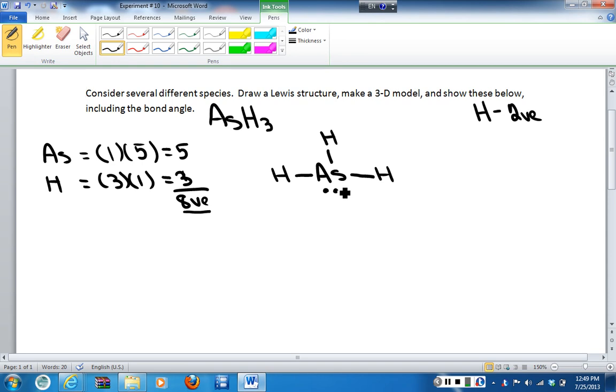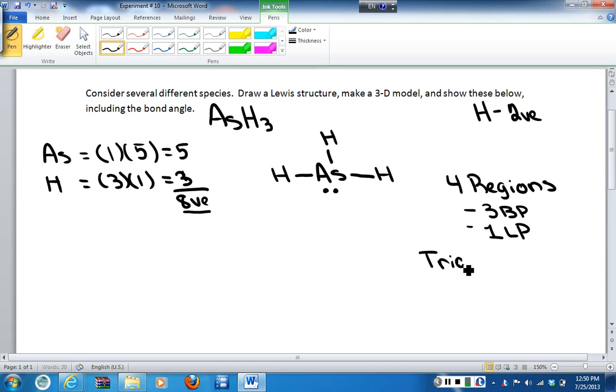Now, in terms of a 3D molecule, I look at the central atom and I see that in total there are 4 regions of electron density. And this has it narrowed down to a couple of different shapes. It can either be tetrahedral, trigonal pyramidal, or bent. Now, I have to look at what type of electron density is around the central atom. And I see that I have 3 bonding pairs and 1 lone pair. So I know that that narrows down my shape to trigonal pyramidal.